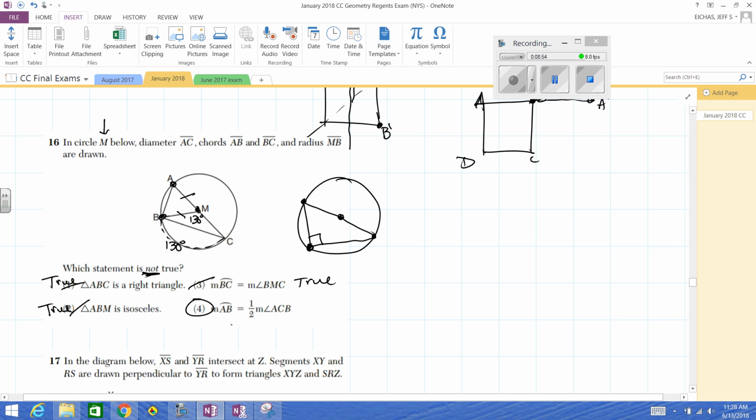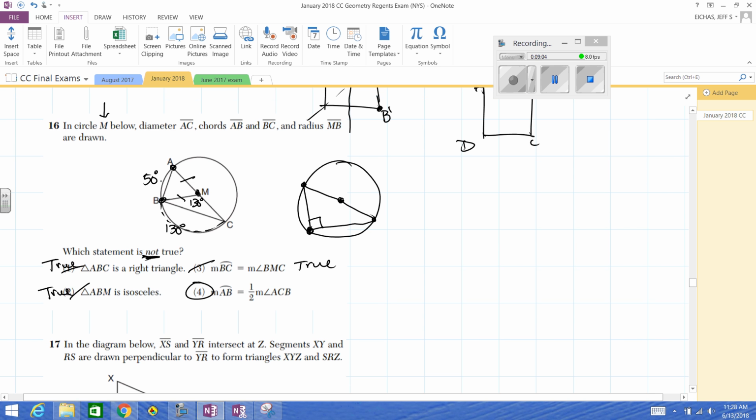Let's see why. The measure of arc AB, let's say we continue with this, is, let's use the 130 here. We'll just make an example. So that's 50, right? Because together they have to make 180. The arc angle measure has to be 180. So then we got 50. Now what's the measure of angle ACB? Okay, it's half, so 25 degrees.